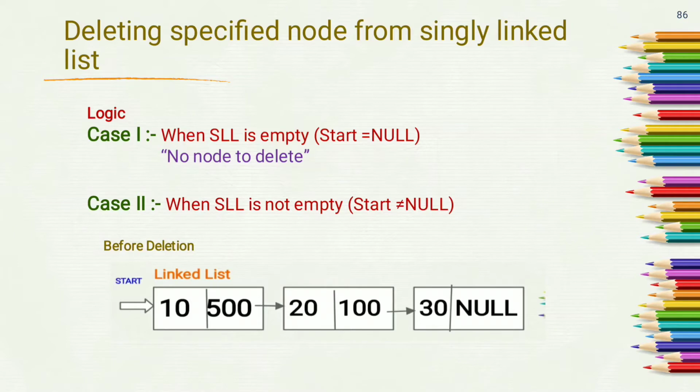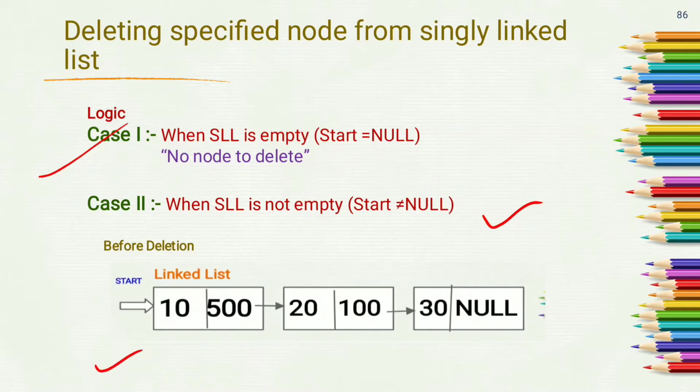write the algorithm for it. Case 1, when the singly linked list is empty, that means start equals to null. There is no node available in the singly linked list, so we print "no node to delete". The second case is when the singly linked list is not empty, that means start is not equal to null.